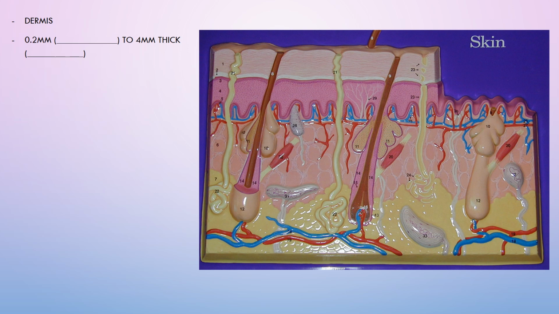All right, so let's talk about the dermis as a whole here. So number 6, 0.2 millimeters at the eyelids, and then you're going to have 4 millimeters thick at the palms of the hands and the soles of the feet. The reason it's thick at the palms of the hands and soles of the feet is that it gives you more cushioning in those areas.